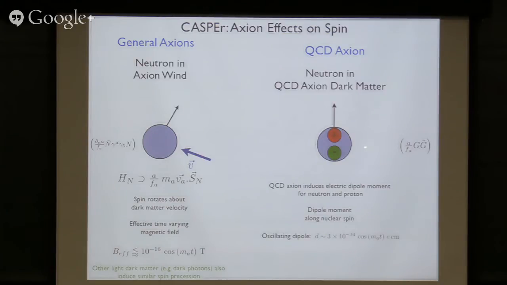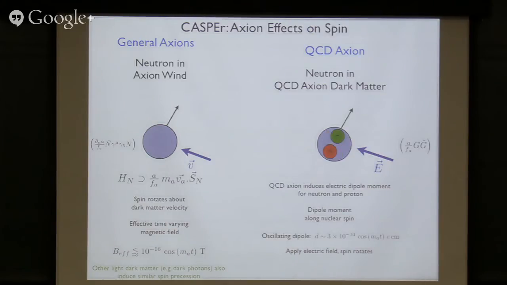That dipole moment will be aligned along the direction of nuclear spin. So that's what you get. And it's a small dipole moment. But importantly, it'll be oscillating at a frequency equal to the mass of the axion, a fundamental frequency. And what you can then imagine doing is you can apply an electric field perpendicular to that spin direction, and that will then torque the spin itself.